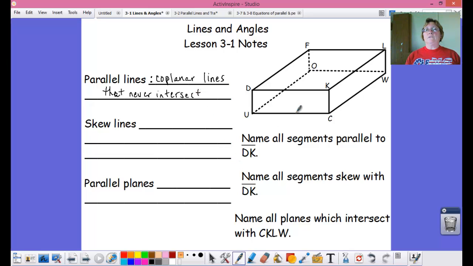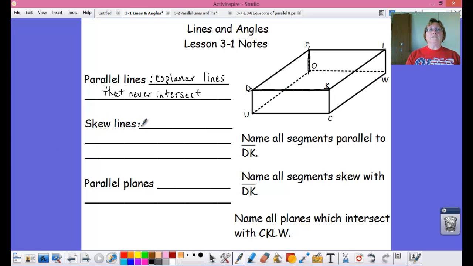I want to have you locate this segment DK. We're going to talk about it a little bit here. You can see that that's running back and forth, left to right. This segment FO, you know, it's not running the same direction, right? It's not running left to right. However, so it's not parallel, but it also is never going to intersect.